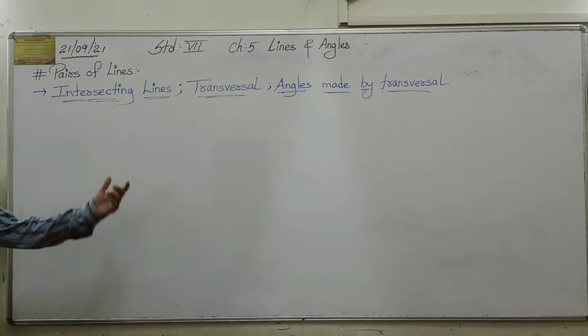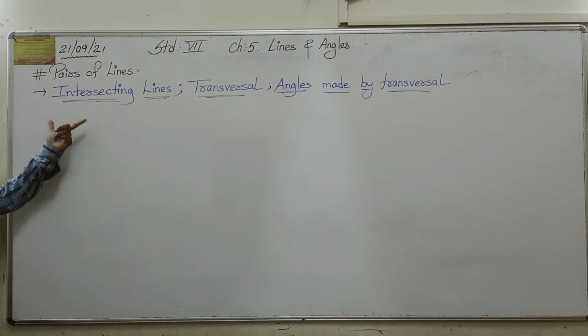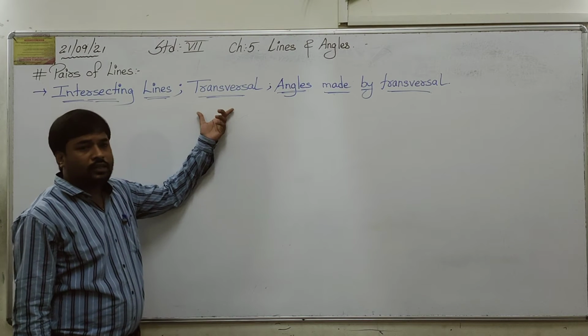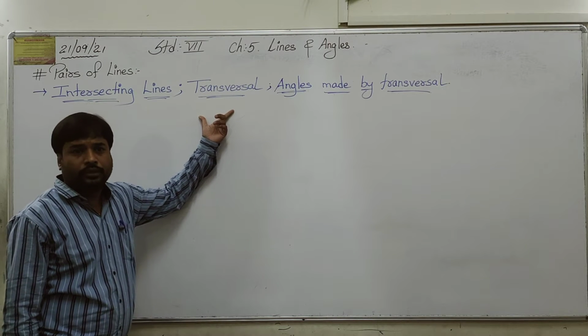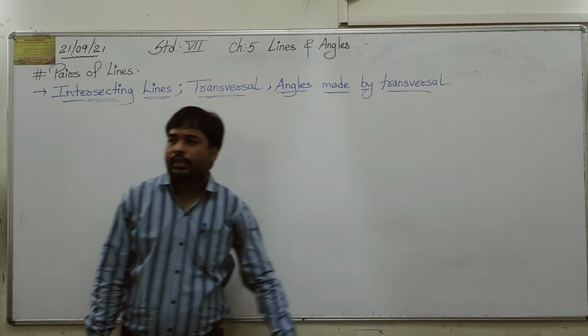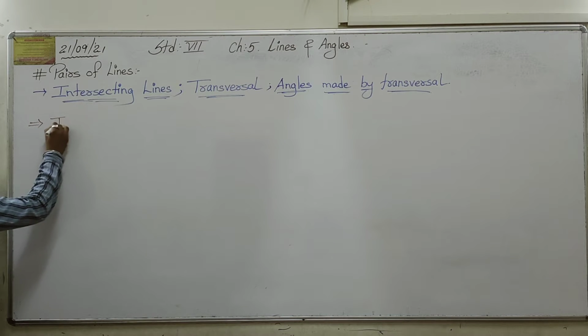The intersecting lines, you are very familiar: when two lines meet each other at a common point, then such lines are said to be intersecting lines. Second, the transversal, that I will deal with you. So what is a transversal? Then the angles made by the transversal. So let's see one by one. First, let me write what are intersecting lines.